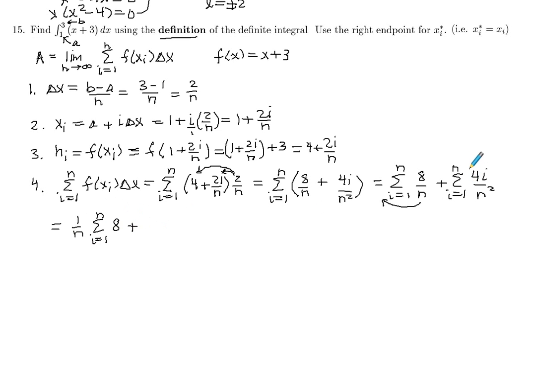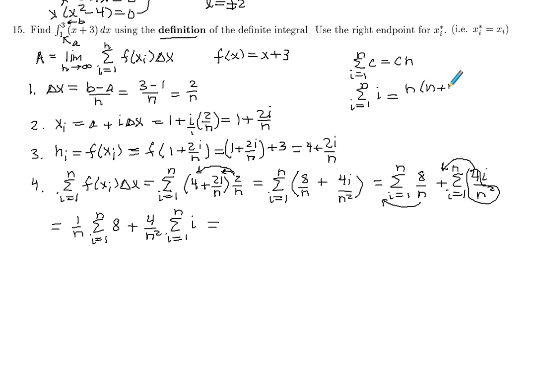Plus, and then here we want to bring the 4 over n squared out. We just got the i left, so that's going to come out in front. So 4 over n squared, and then we've got left sum i equals 1 to n of i. And now we use the given formula. We know that the sum of a constant from i equals 1 to n is just that constant times n. And we also know the sum from i equals 1 to n of i is n times n plus 1 over 2. And these I'll give you.